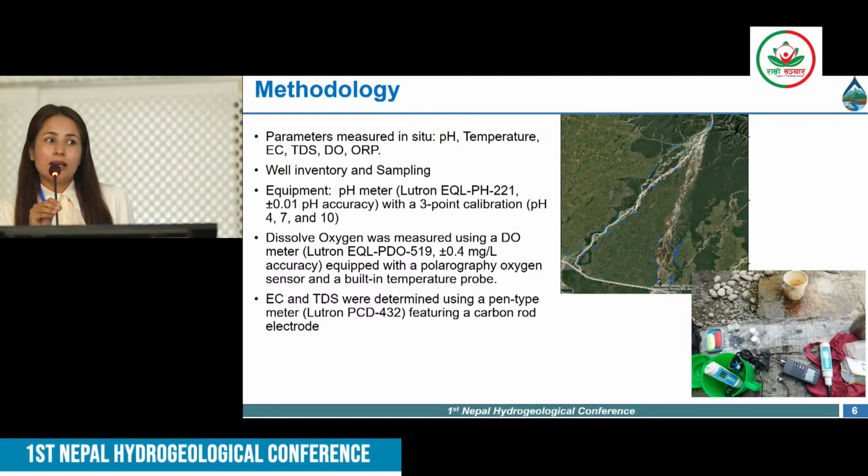So the methodology for the study was, first of all, a well inventory was conducted. Then on the basis of the well inventory, samples were collected from representative wells, rivers, as well as canals. So different equipment was used, which is described here.